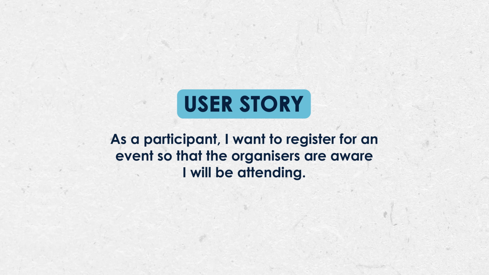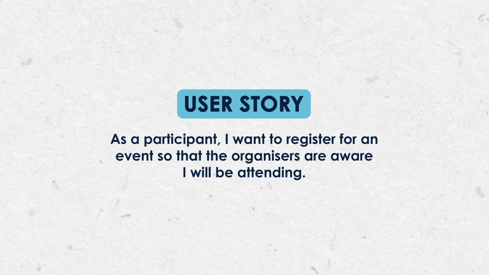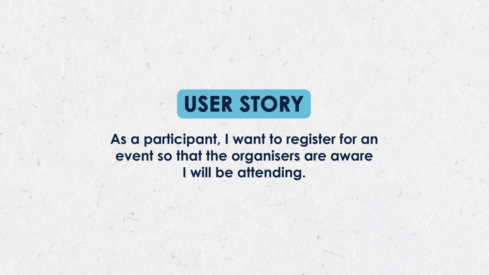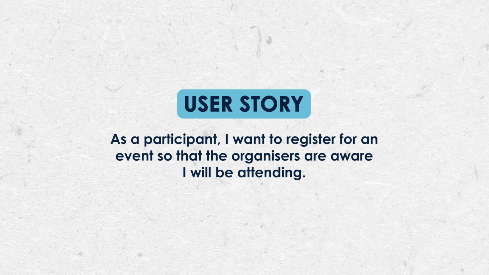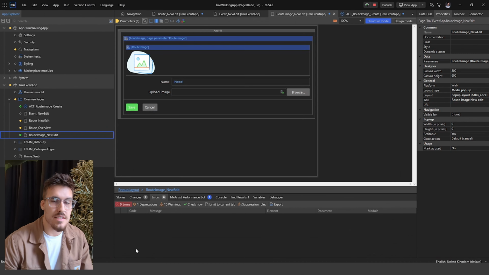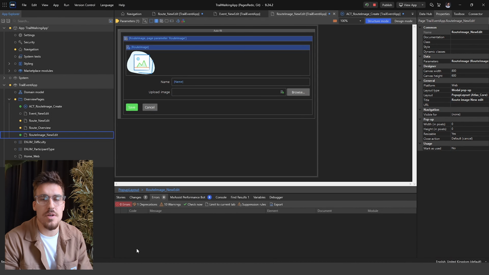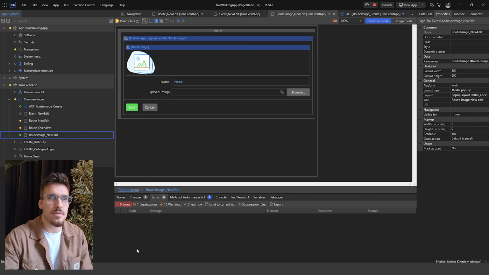And moving on to another user story. Next one is, as a participant, I want to register for an event so that the organizers are aware I will be attending. So the next part of the app is for users to view and register for events. So we're going to create a new page and select a blank page with Atlas default layout and name this Event_View.